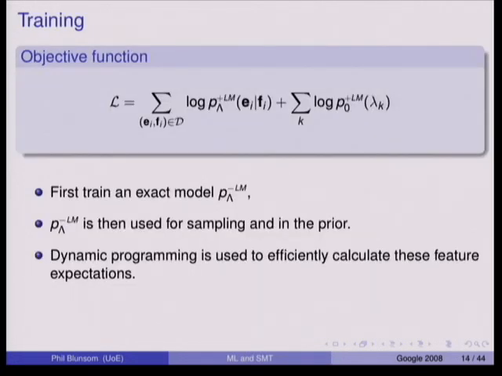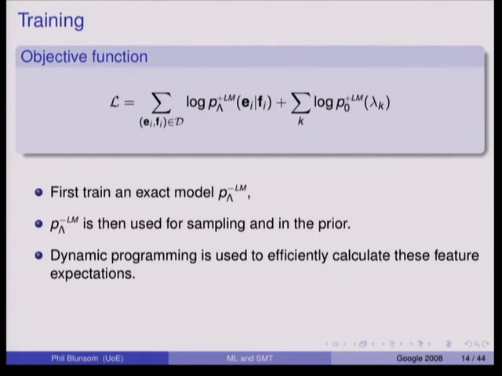Okay, so we've talked about approximating the partition function, and we need that for training. And this is our training objective. It's a relatively normal-looking log linear model objective, where we have a likelihood and a prior term. I haven't talked about the prior today, but there's more about that in my EMNLP paper.